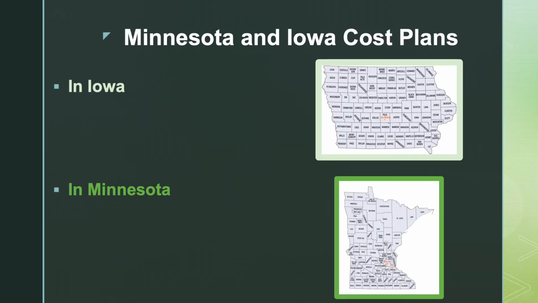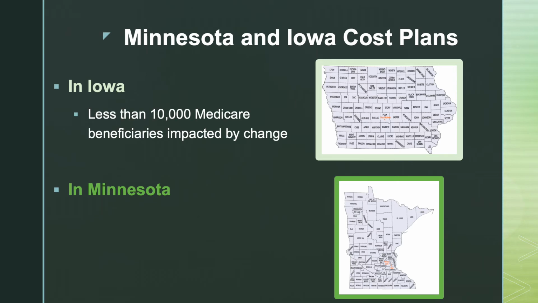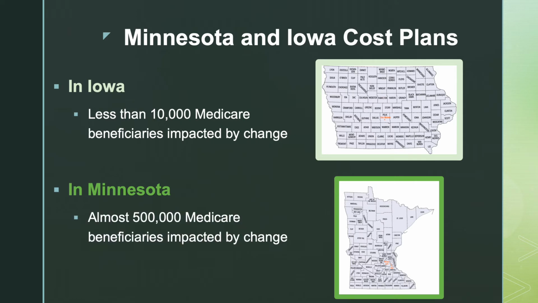Eliminating the cost plans in Iowa impacted less than 10,000 people, and the change went very smoothly. In Minnesota, the elimination impacted almost 500,000 people. While most seniors have settled into the new choice of Medicare plans, many seniors had to scramble to make sure that they had adequate coverage. The Minnesota Department of Aging and Senior Link continue to assist seniors if they are having trouble accessing coverage.